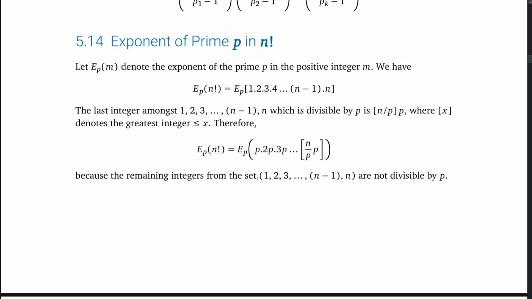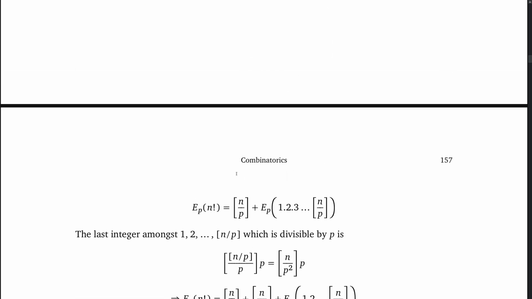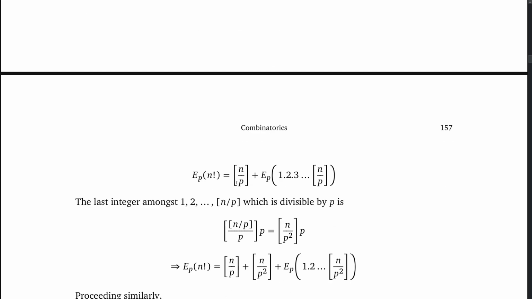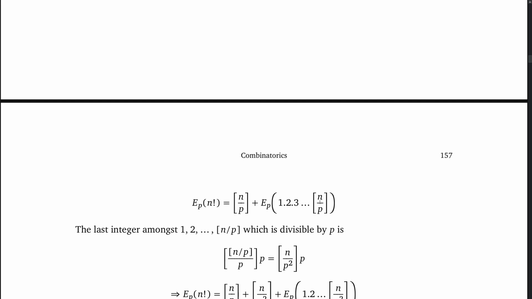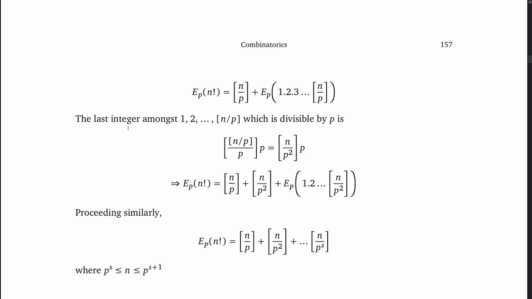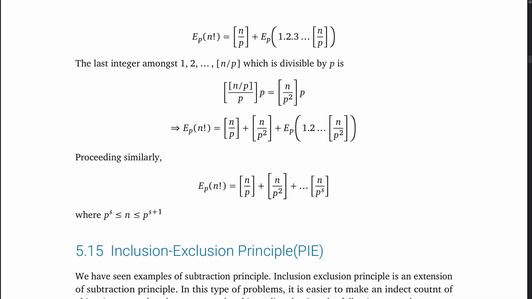Because the remaining integers from the set 1, 2, 3 through n minus 1 and n are not divisible by p, because p is a prime. So if we have to calculate, that number is equal to the integral part of n by p plus EP of 1.2.3 through the integral part of n by p. The last integer among 1 to the integral part of n by p, which is not divisible by p, we compute this, it is equal to [n by p square] p. So then n by p square comes out and it becomes [n by p square].